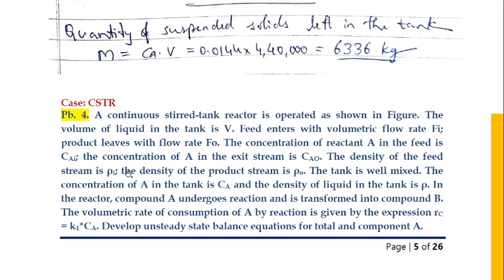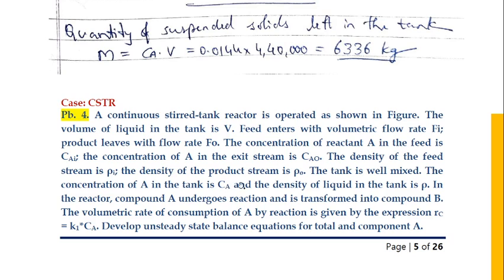Whereas when I say the stream, that is rho i, it includes all the chemicals, including the solvent as well as A put together. So there is a small difference between the two things, C and rho. We'll assume the tank is well mixed. The concentration of A inside the tank is CA. Since it is well mixed, CA and CA0 are the same. The exit concentration and the concentration of A in the tank are the same.